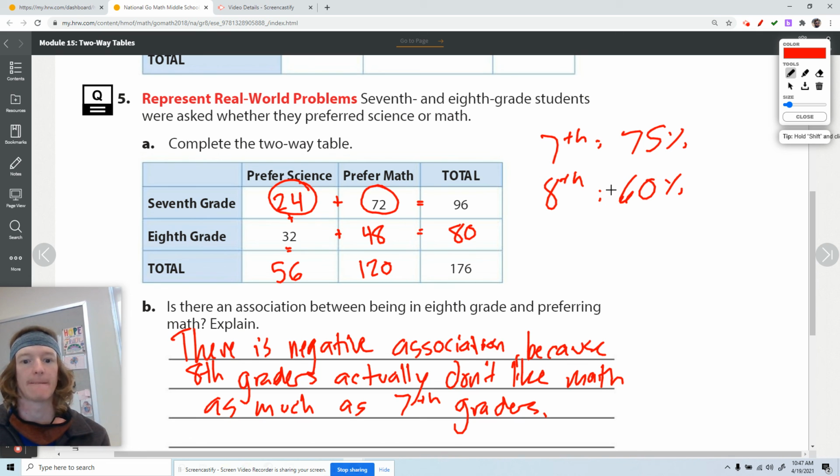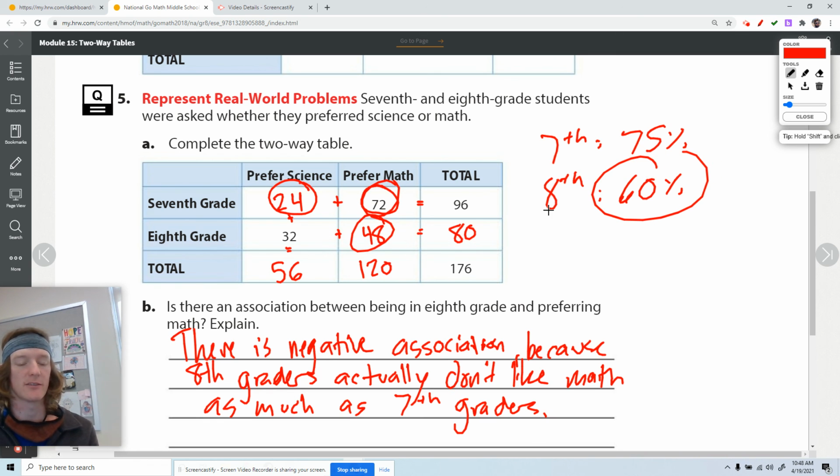So it kind of looks like we have an association. Yes, it does get smaller as the grade goes up, but we've got fewer people in 8th grade who prefer math than we had in 7th grade. 7th grade, that's a lot. 8th grade, yeah, they still do kind of like math. The 60% is more than half, but it is less than they were in 7th grade. So the percentage did go down.